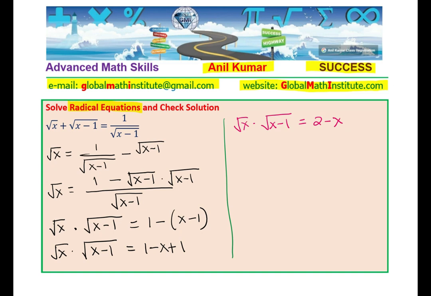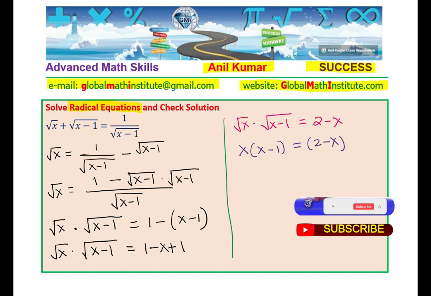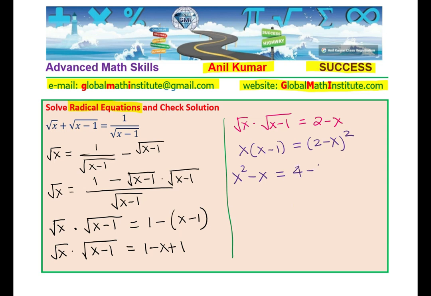Now if I square, what do I get? We get x times x minus 1, and here we get 2 minus x whole square. So let's open this bracket. We get x squared minus x equals, opening that bracket, 4 minus 4x plus x squared. Now we can bring all the terms together and then solve for x.